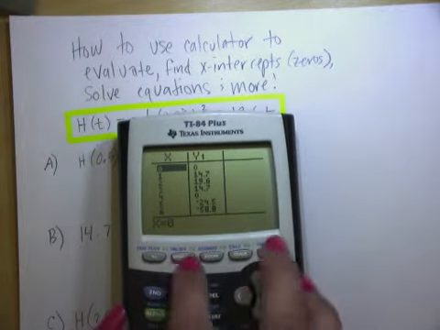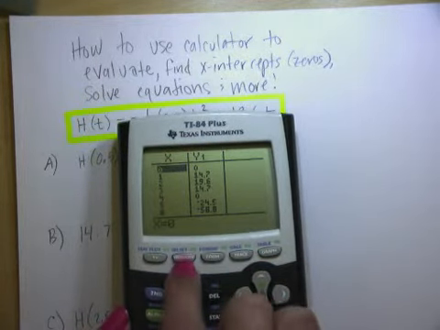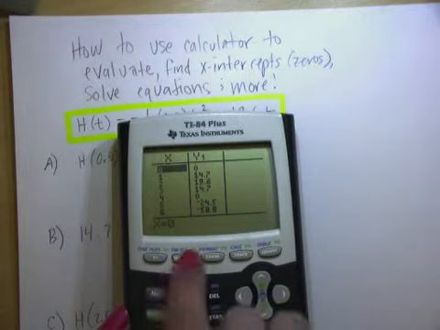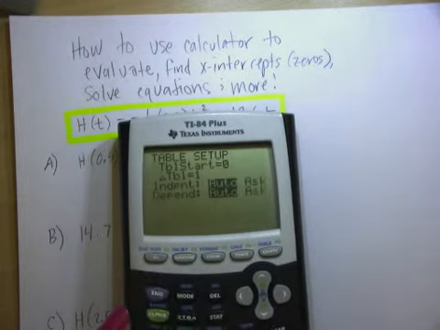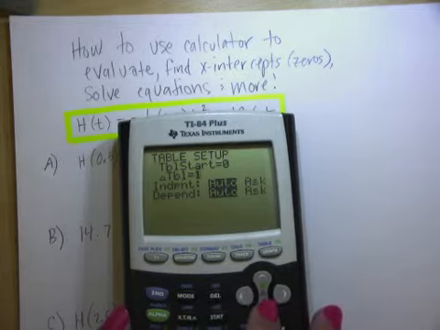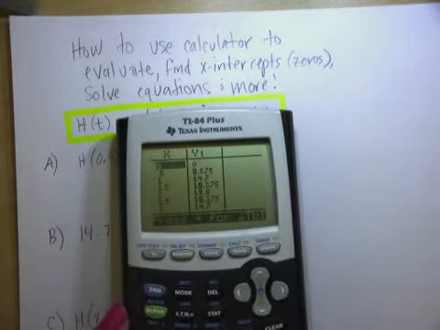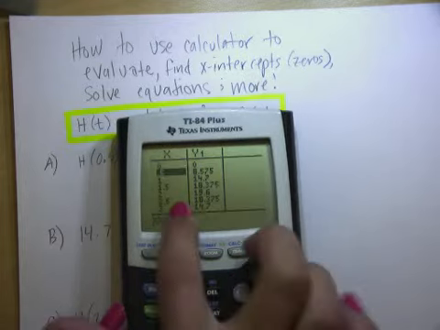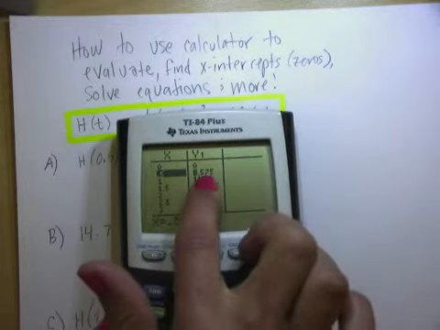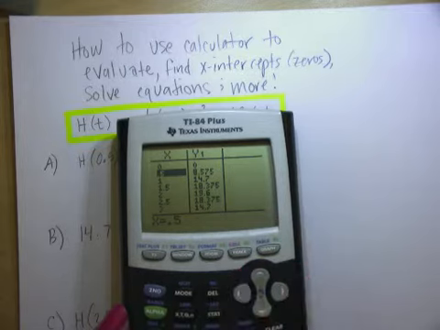So what you can do is you can go into your table set. It's right above the word window. It says TBL set. It's in blue, so you have to press the blue and then that button. And you can actually change what your table goes by. So if you want to go by 0.5, now if I go back to my table, I can see I can go down to 0.5 and find that the height of the ball is 8.575.